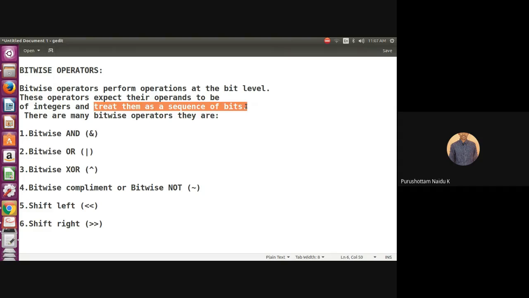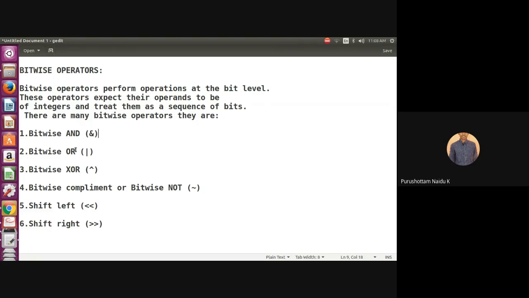So what we are passing are operands that are integers, but internally those operands are treated as a sequence of bits. These are the bitwise operators supported by Python. The first is bitwise AND, then bitwise OR, bitwise XOR, bitwise complement or bitwise NOT, shift left, and shift right. These are the six bitwise operators supported by Python programming.